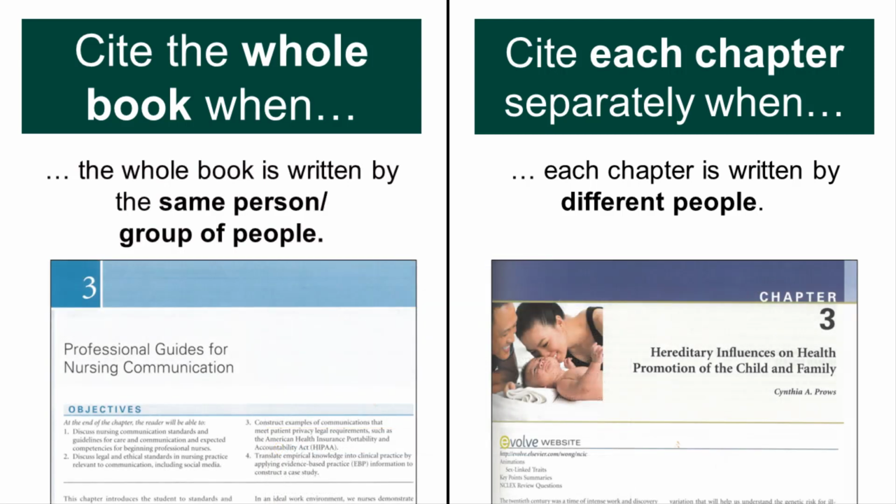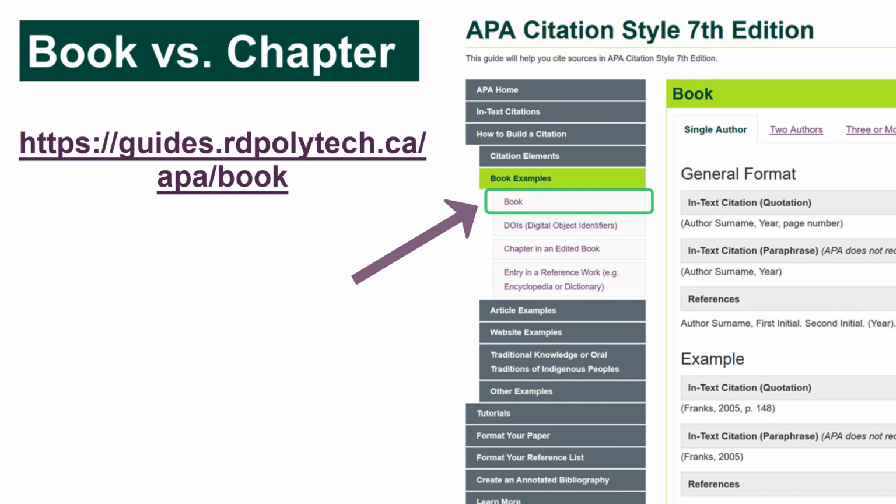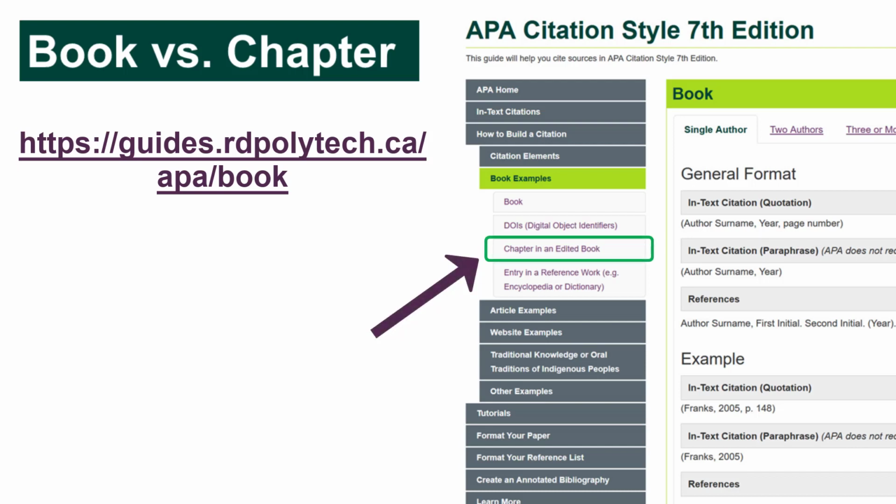If you're not sure what type of book you have, check the first page of one of the chapters. If the first page of the chapter has an author, then you will be citing each chapter individually. If there is no author associated with each chapter, then you will be citing the whole book. If you are citing the whole book, you can use the book example on the library's website. If you are citing each chapter, you can use the chapter in an edited book example.